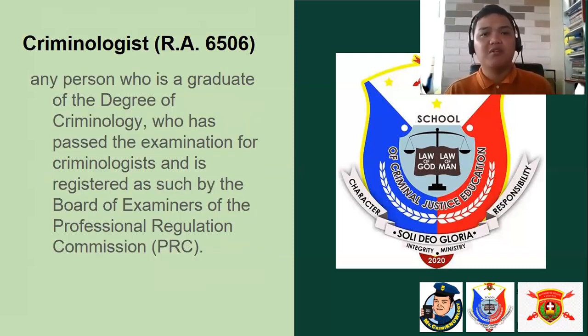Next, we have the old law in criminology, which is RA 6506. Any person who is a graduate of the degree of criminology, who has passed the examination for criminologists, and is registered as such by the board examiner of the Professional Regulation Commission. So you cannot be called a criminologist unless you pass the board licensure examination for criminologists, or BLEC, or others call it CLE, the criminologist licensure examination. So once you pass that board examination, you can have the title criminologist, or RC, or registered criminologist, or RCRIM.